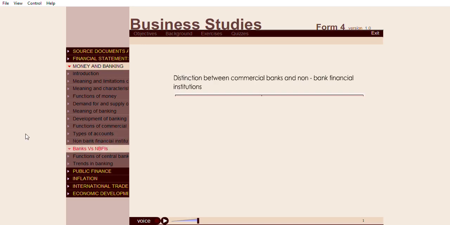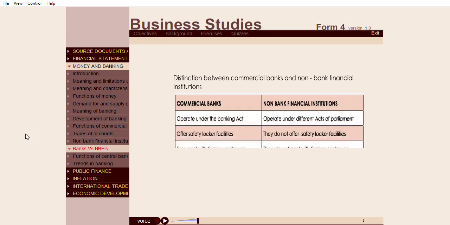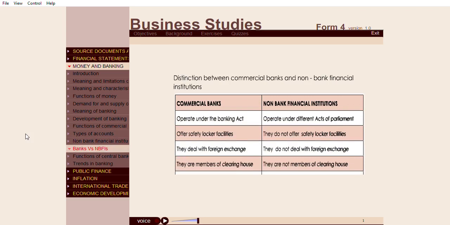Distinction between commercial banks and non-bank financial institutions. Commercial banks operate under the Banking Act. Non-bank financial institutions operate under different acts of Parliament. Commercial banks offer safety locker facilities. Non-bank financial institutions do not offer safety locker facilities. Commercial banks deal with foreign exchange. Non-bank financial institutions do not deal with foreign exchange.